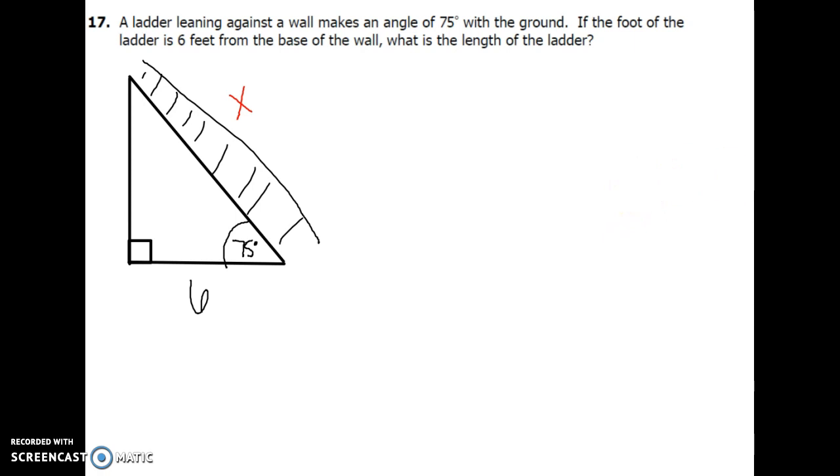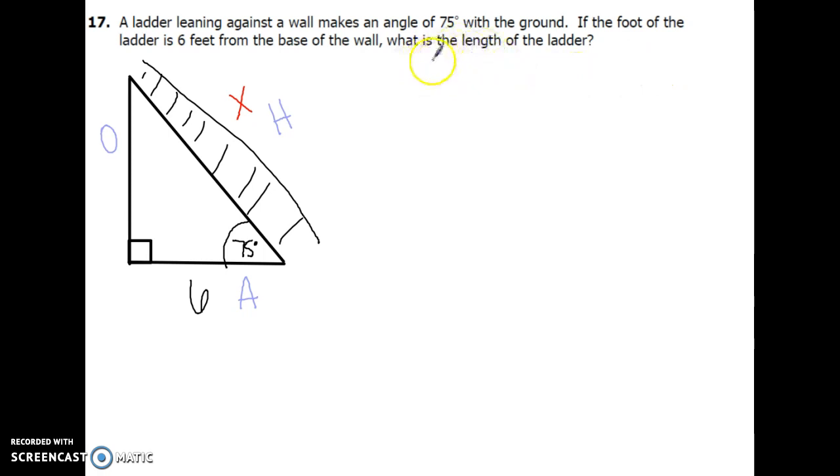So first things first, I will be labeling my triangle. This is my right angle here. So I know that's my hypotenuse. I know that the side opposite is my O, and the side that is touching it, this one, is my adjacent side. So once we've done that, we can look at how we're going to solve this.